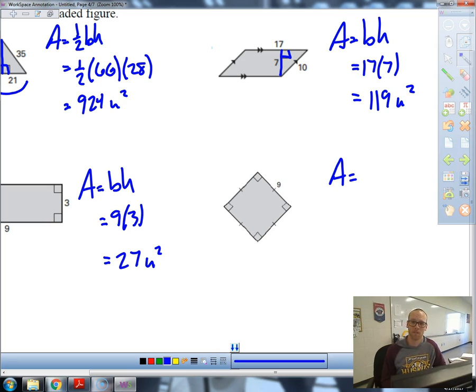Or is it a rectangle? Or is it a parallelogram? Doesn't matter. You're going to find the area all the same way. Our area formula, we said, is the side length squared. This is 9 squared, or 81 square units.